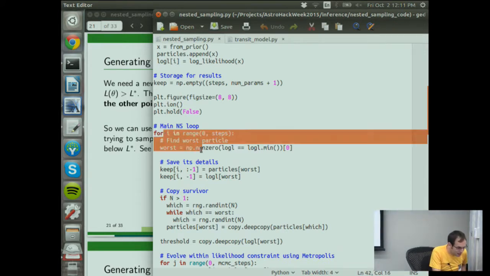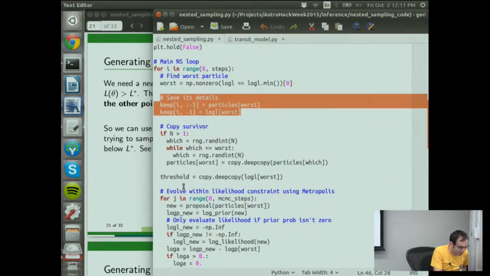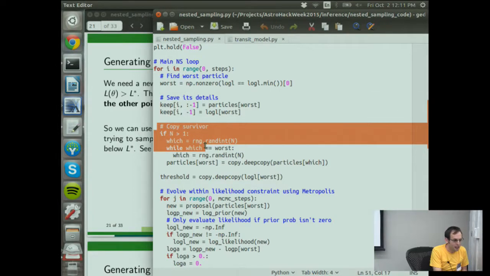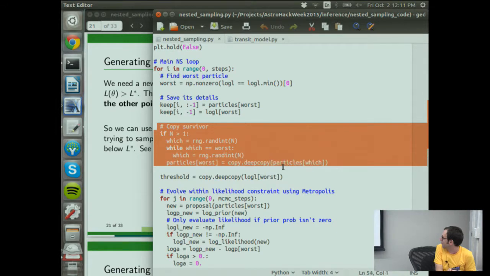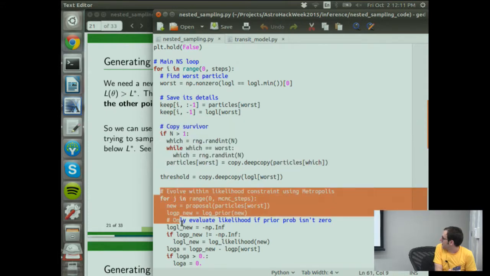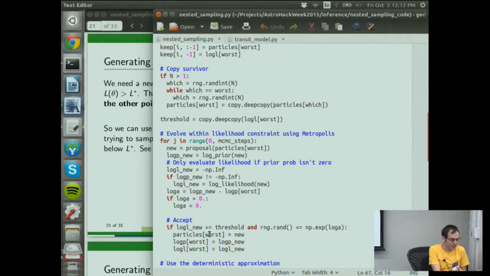So find the worst particle, lowest log likelihood, and save its information into this keep array. And then, to initialize the MCMC run to generate a replacement, I'm just looking for one of the other points at random, making a copy of it. And then I'm doing MCMC for a little while, trying to sample the prior distribution, but with a restriction of keeping the likelihood above that threshold defined by the discarded point.